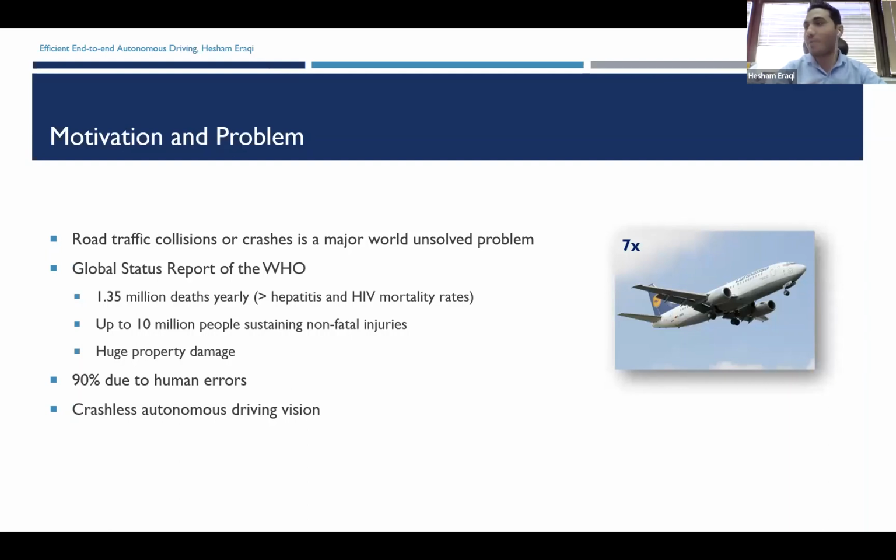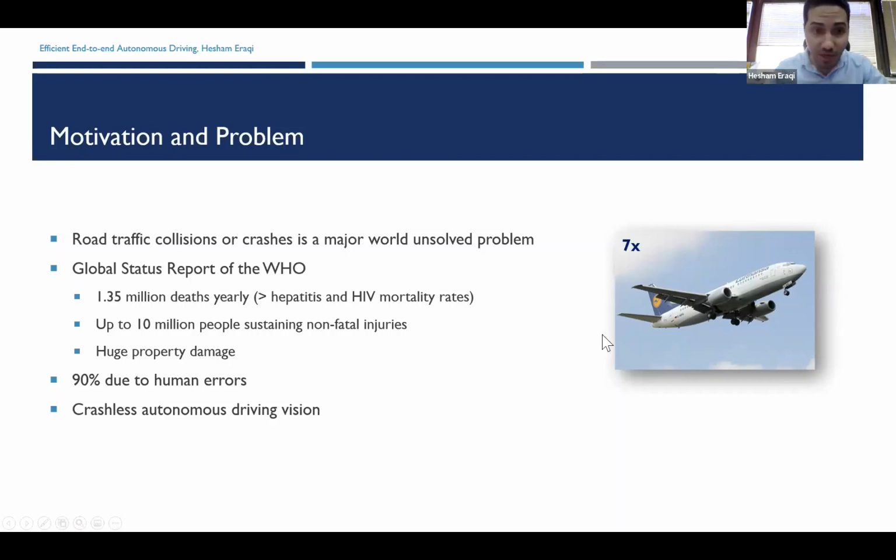Quick motivation about the problem. 1.3 million people are killed in road accidents, unfortunately, every single year. To put this into perspective, it's equivalent to having 7 Boeing airplanes falling out of the sky each single day. This mortality rate is higher than deadly diseases like HIV, and this is besides the huge property damage and the people who sustain non-fatal injuries. And 90% of traffic crashes are due to human mistakes.